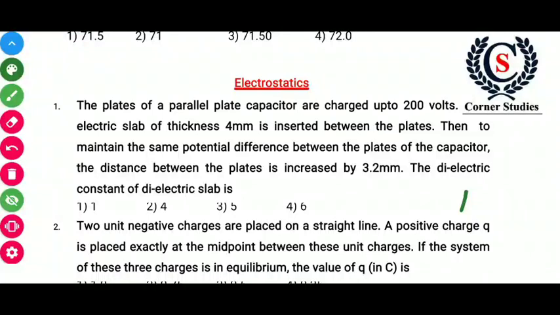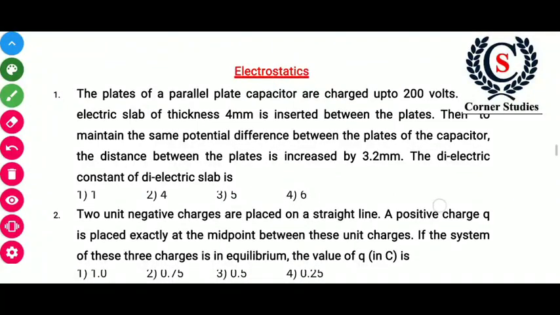First question: The plates of a parallel plate capacitor are charged up to 200 volts. A dielectric slab of thickness 4 mm is inserted between the plates. Then, to maintain the same potential difference between the plates of the capacitor, the distance between the plates is increased by 3.2 mm. The dielectric constant of the dielectric slab is? Answer: option 3, 5.